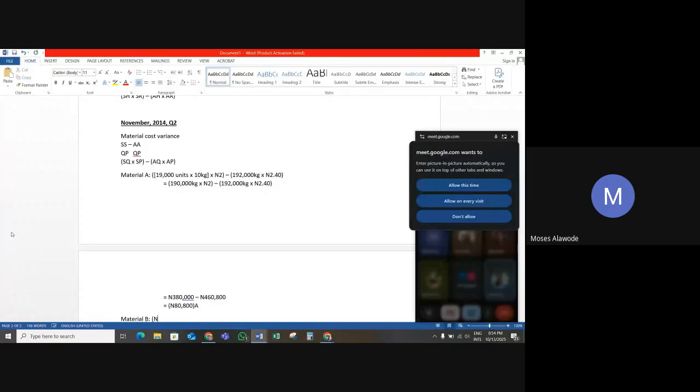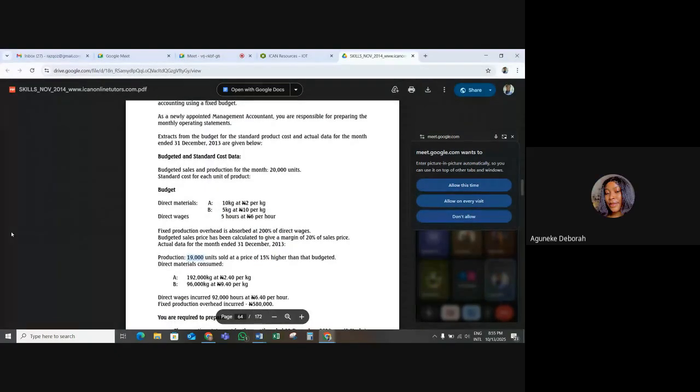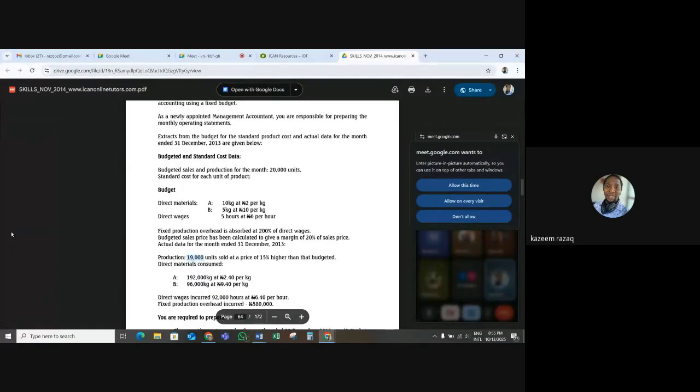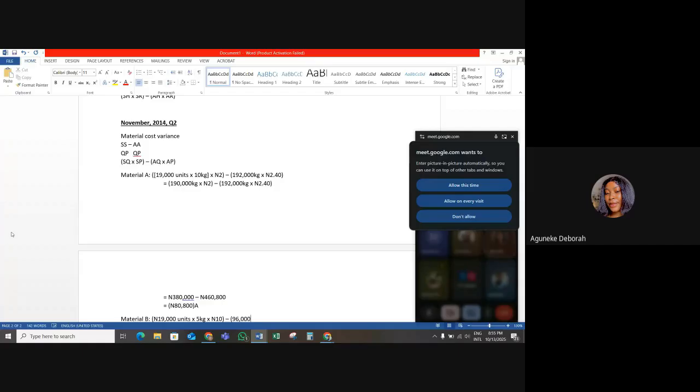So 19,000 units times 5 kg times how much? 10 naira per kg, right? Minus actual, which is what? 96,000 kg times 9.4 naira. Abi. Yes, sir. And what will that give us, please? 19,000 times 5 times 10 is what? 190,000 times 5.